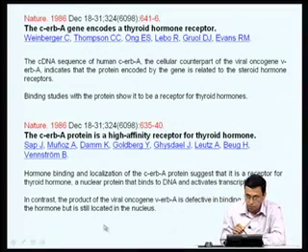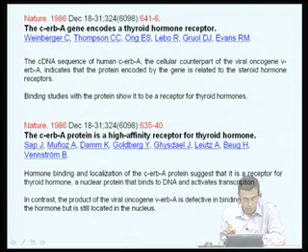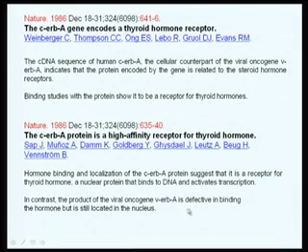Again, around the same time, you can see these two papers were published in the same issue of Nature, back to back. This is from Vennström's lab in Europe, where again he showed that hormone binding and localization of the c-erbA protein suggests that it is a receptor for thyroid hormone, a nuclear protein that binds to DNA and activates transcription. So, the product of the viral oncogene is defective in binding to the hormone, but still localized to the nucleus.